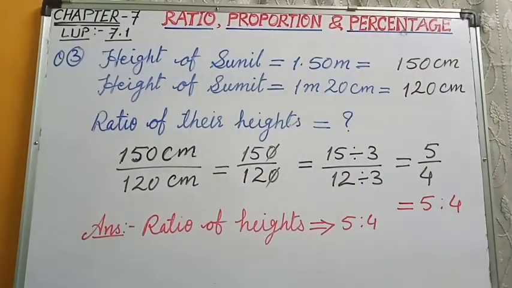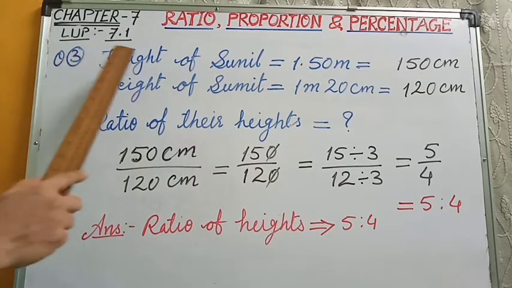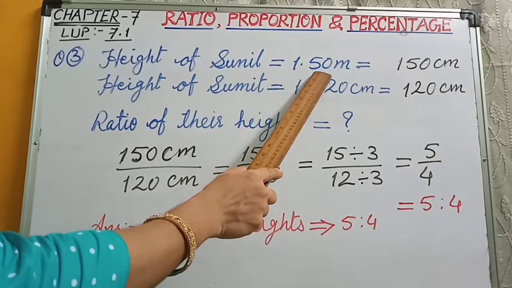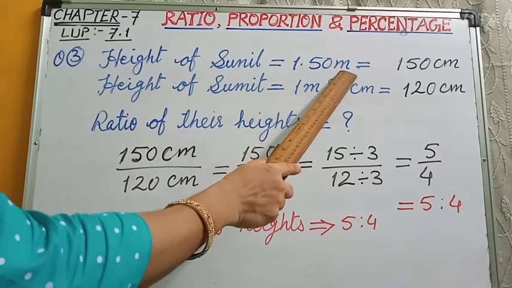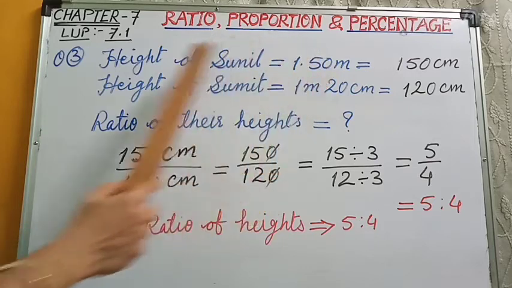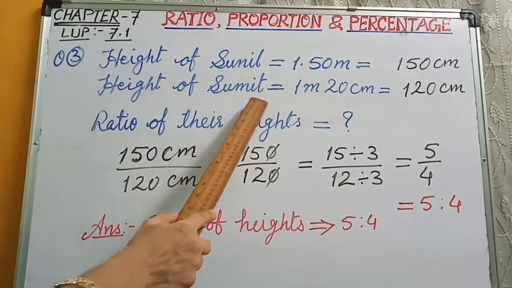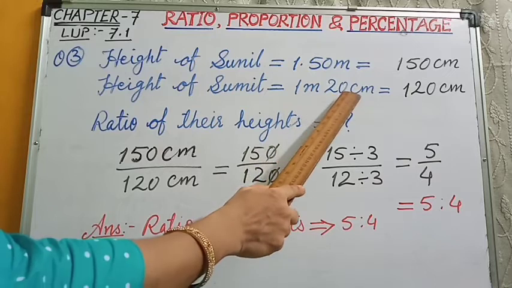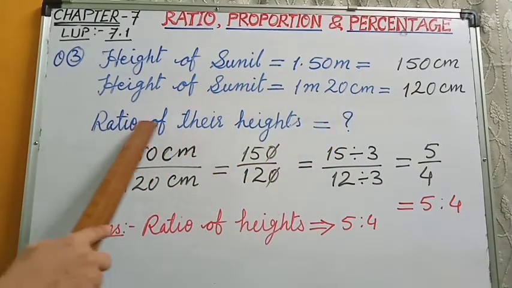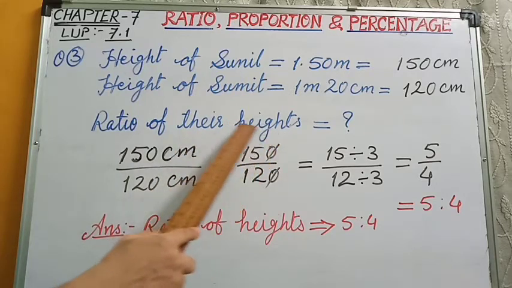So students, let's take one more question. Here the word problem is: the height of Sunil is given as 1 meter and 50 centimeter, 1.50 meter. That means this one is meter and this one is centimeter. And the height of Sumit is given as 1 meter and 20 centimeter. And what we have to find here? The ratio of their heights we have to find.